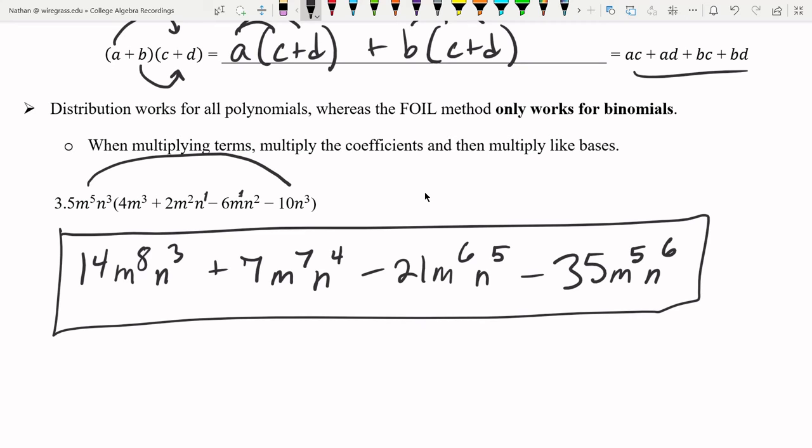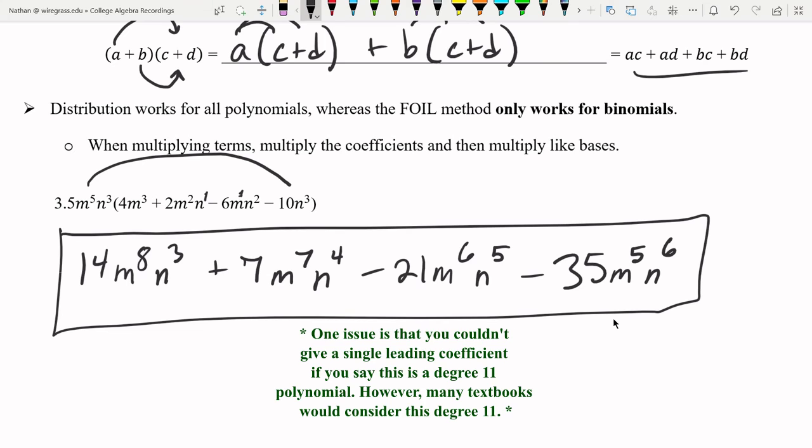The way that you would order this, I would tend to always have the alphabetically first variable, in this case m. I would count down from powers of m. So 8, 7, 6, 5. In here goes 3, 4, 5, 6. So I don't count down from n. I count down from m instead. But that's just my preference here.